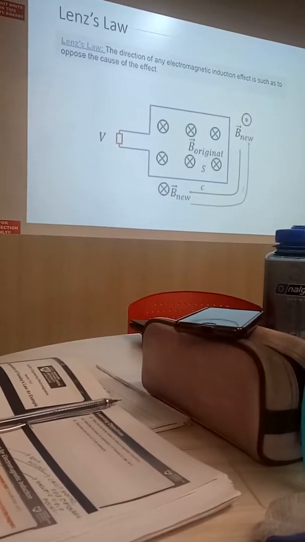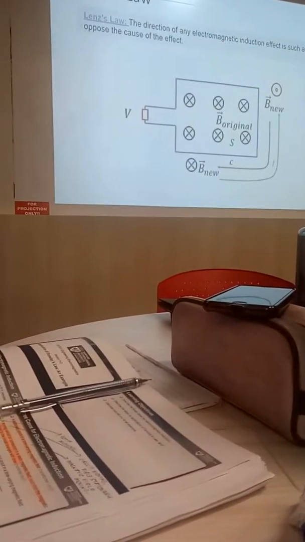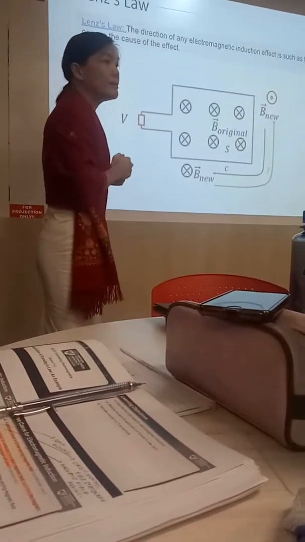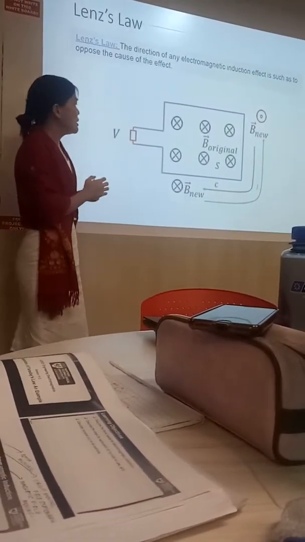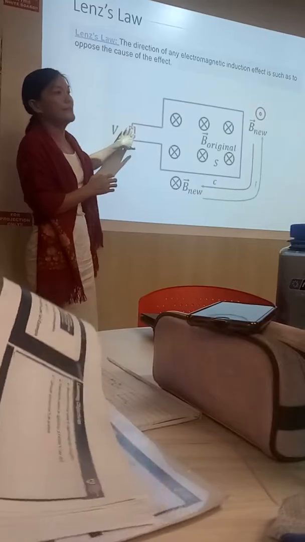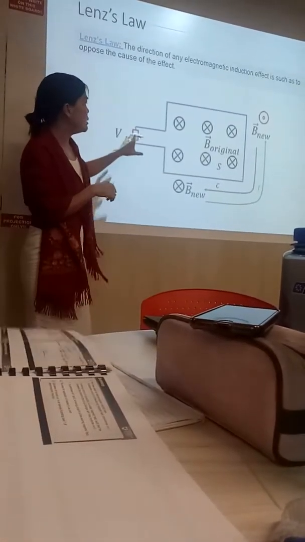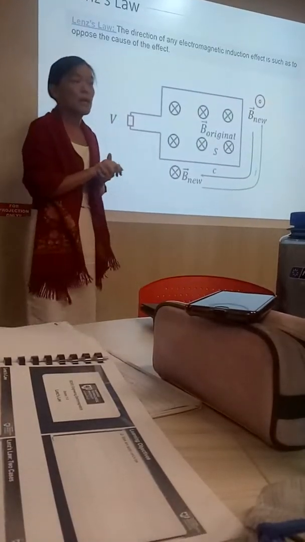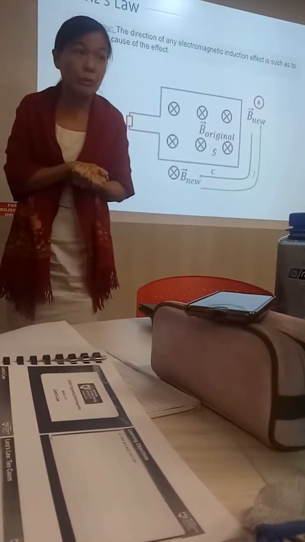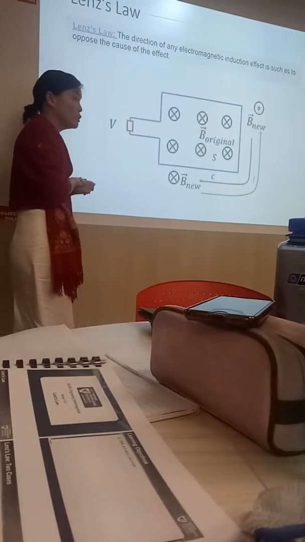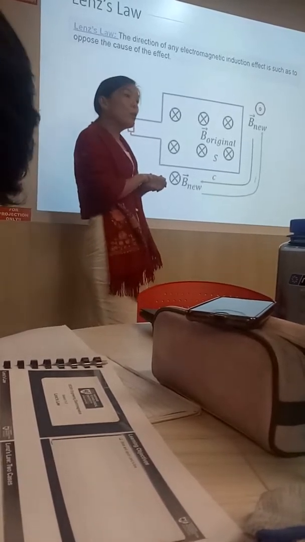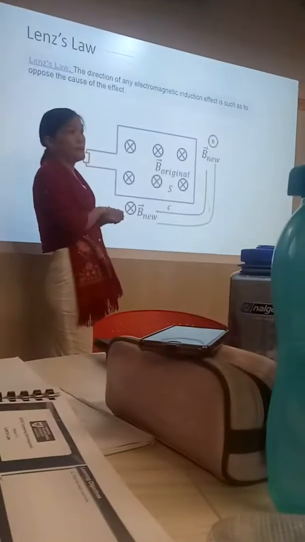Now, the next one is Lenz's law. So we say that an induced EMF is there. If an induced EMF is there and you put a resistor there, then there will be a current flow. Induced EMF and then a current flow. In which direction will this current flow? Lenz's law tells you that it tries to oppose the change of magnetic field.